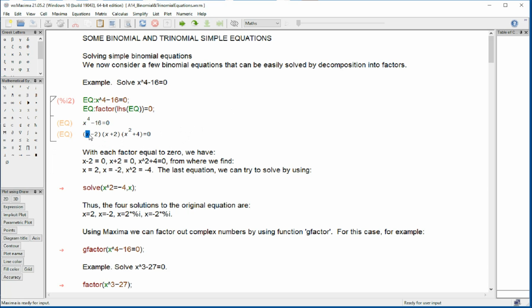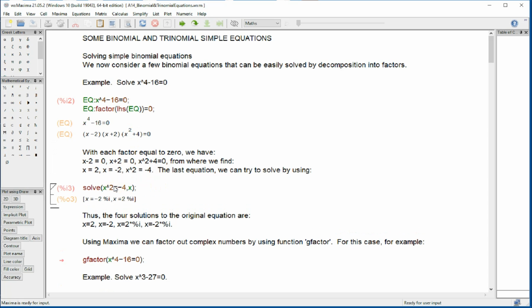We can identify immediately x equal 2 as a root right here, because x minus 2 must be equal 0. X plus 2 also must be equal 0, and so x equal minus 2 is another root. And then the third case, you have x squared plus 4 equals 0, which you can rewrite as x squared equals minus 4. To solve for that, we can use solve, and we find that the solution is minus 2i, plus 2i. And so the four solutions of this equation are like this.